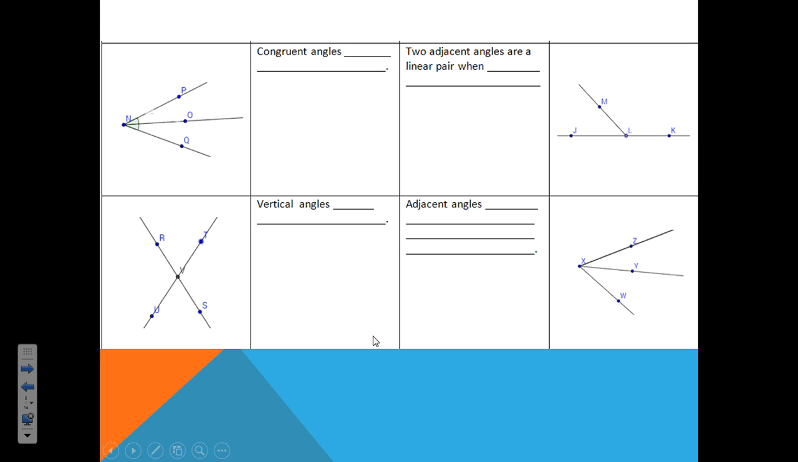So write that down, please. Adjacent angles have a common side, but no common interior points.